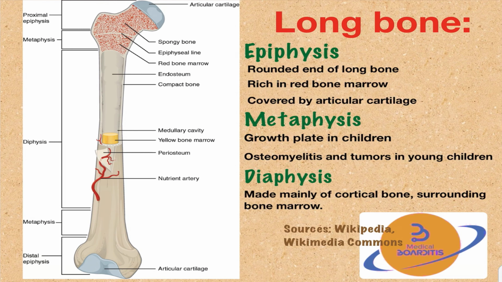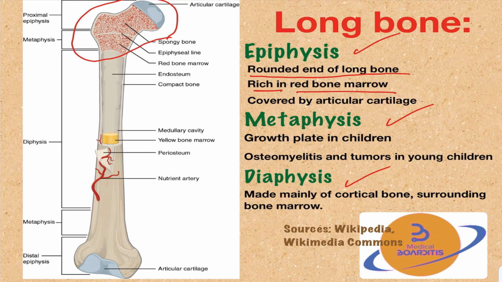A quick review of long bones. The long bones are divided into epiphyses, metaphyses, and diaphyses. The ends of long bones are called epiphyses. These are the rounded ends of long bones. They are rich in red bone marrow because, as we said, they are full of trabecular bone, and the red bone marrow fills the spaces or the gaps between the trabeculae of spongy bone. And they are covered by articular cartilage, like here. This is the articular cartilage that's going to connect it with another bone.